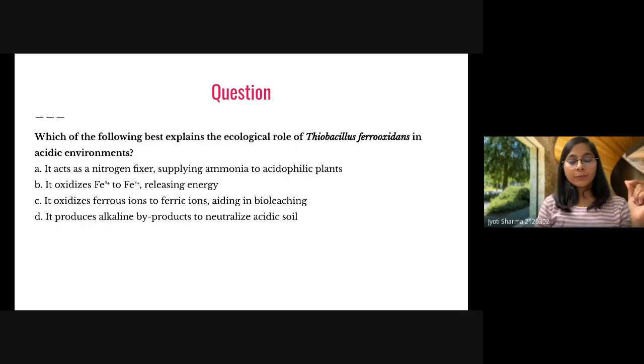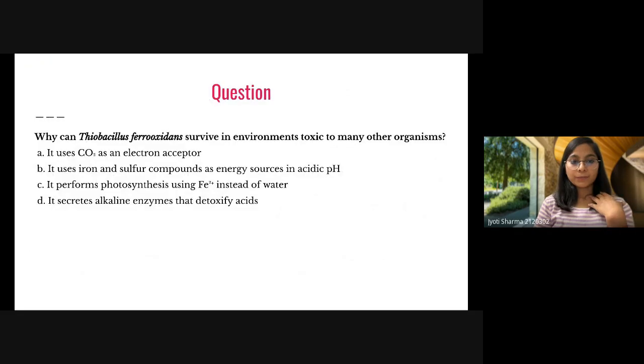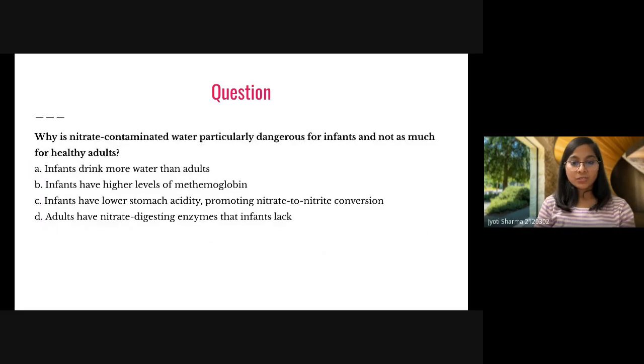Then we have one more bacteria, Thiobacillus ferrooxidans, and it oxidizes ferrous iron to ferric iron, and that helps in bioleaching. And if you have heard about acid mine drainage, this helps in acid mine drainage. Then they can survive in toxic environments, because it uses iron and sulfur compounds as energy source in acidic pH.